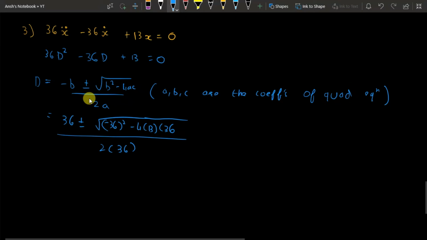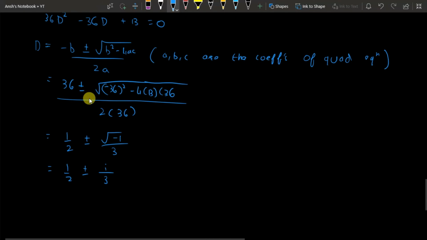So if you simplify this, I will be skipping the simplification, but what you'll get is 1 by 2 plus or minus square root of minus 1 over 3. And we know that the square root of a negative number can be written in the form of i. So this will be 1 by 2 plus or minus square root of i over 3.